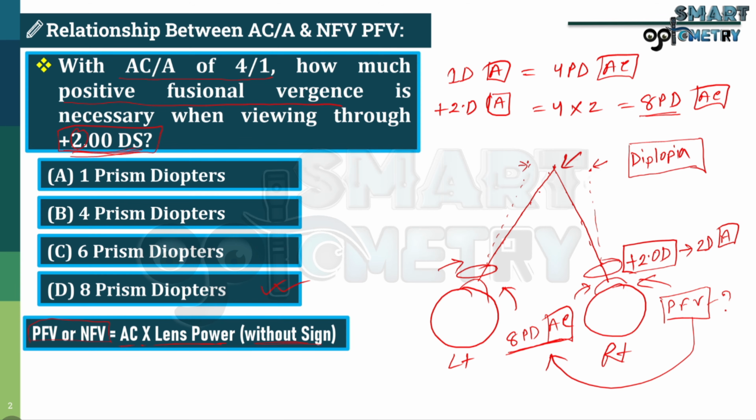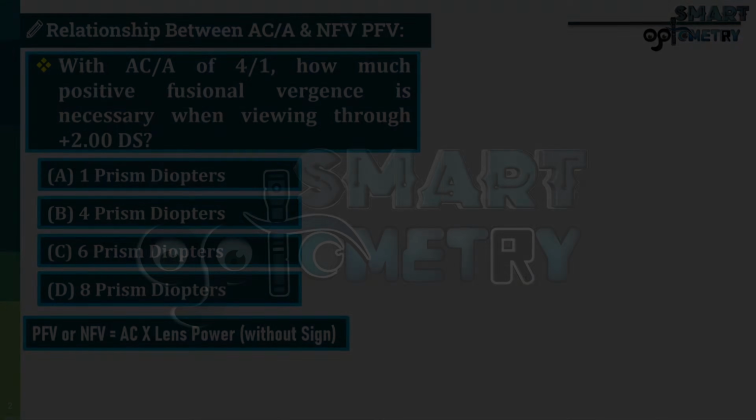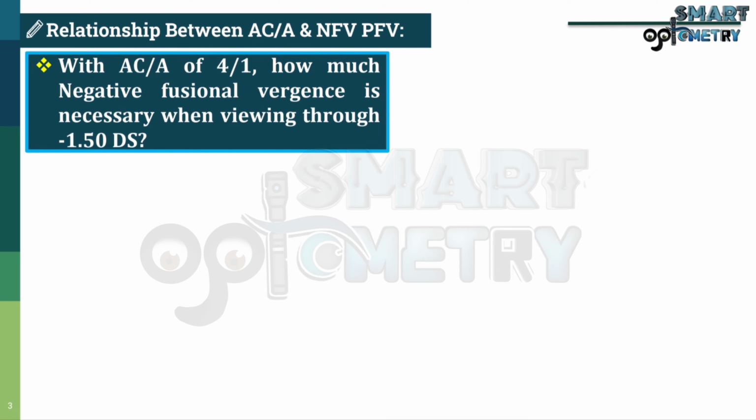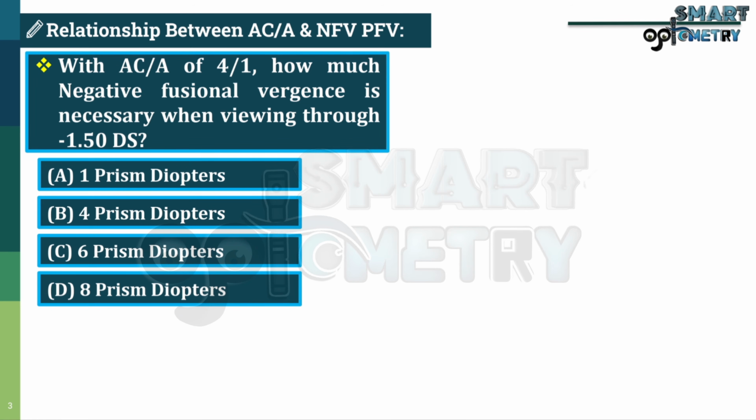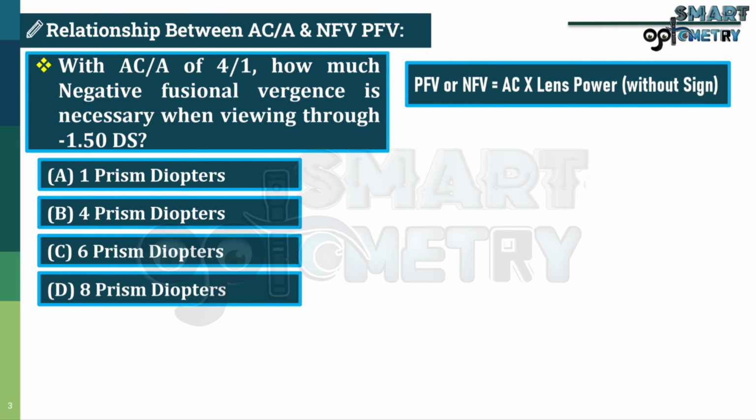Now let's see another example. With an AC/A ratio of 4:1, how much negative fusional vergence is necessary when viewing through a -1.5 diopter spherical lens? Here are the options. Now we already know the formula that positive fusional vergence or negative fusional vergence equals accommodative convergence multiplied by lens power.